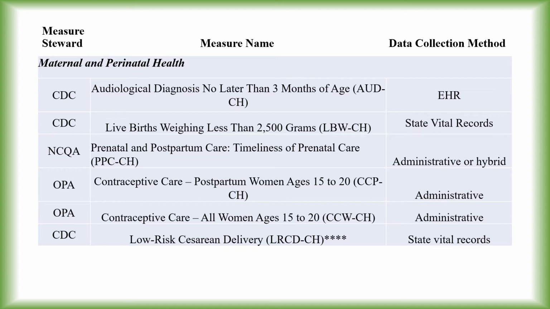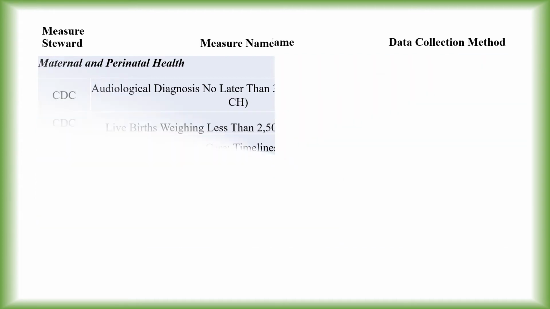Low risk cesarean delivery, or LRCDCH, has 4 asterisks, which indicate that this measure replaced the PC02 cesarean birth measure in the 2021 child core set. To reduce state burden and report a cesarean birth measure consistently across all states, CMS will calculate the LRCDCH measure on behalf of states using National Vital Statistics System natality data that are submitted by states and obtained through CDC WONDER, wide-ranging online data for epidemiologic research, starting in federal fiscal year 2021. Now, the measure steward for low-risk cesarean delivery is CDC, and state vital records is the data collection method.